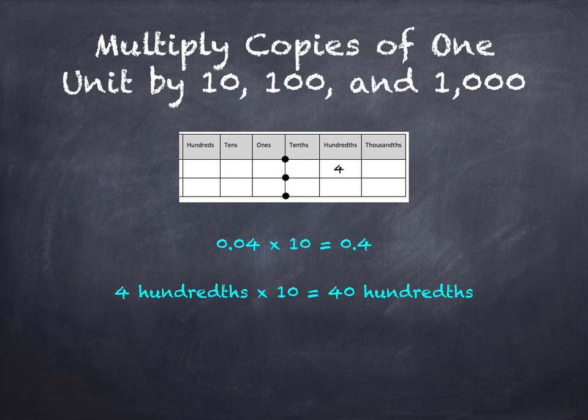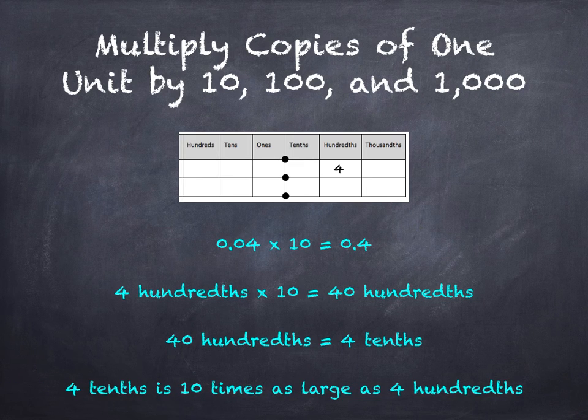Okay? 4 hundredths times 10 is actually 40 hundredths. But 40 hundredths is the same as 4/10. So 4/10 is 10 times as large as 4 hundredths. And we would show that like this. So if you multiply that 4 hundredths times 10, it would give you 4/10.